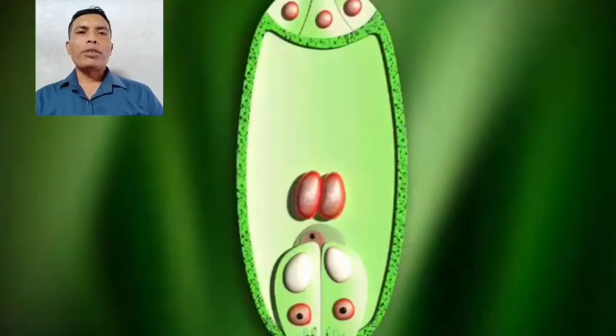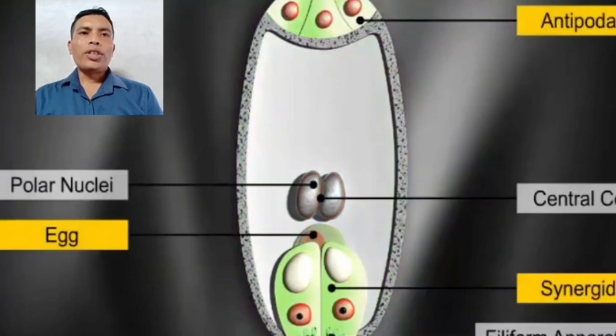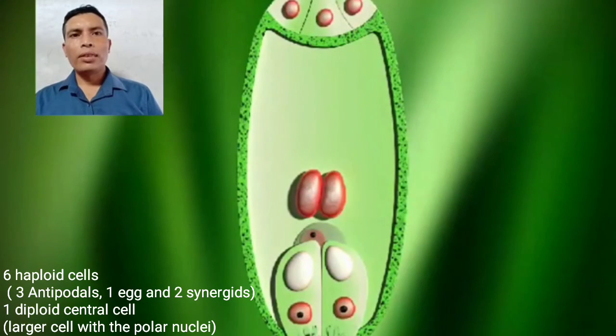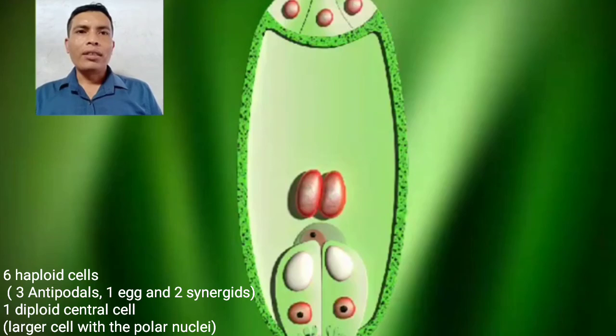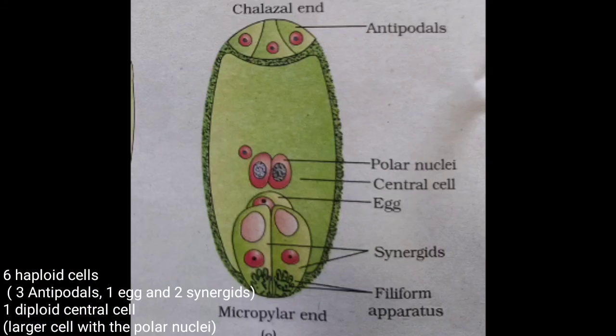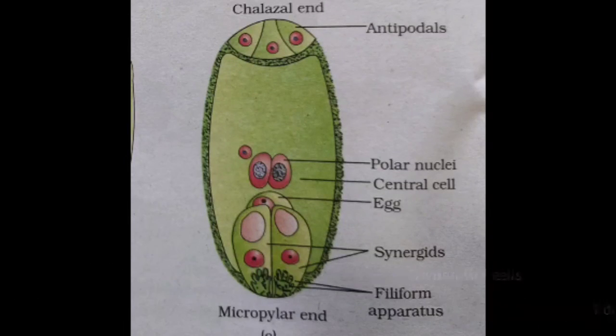A mature embryo sac has 6 haploid cells and 1 diploid cell. The 6 haploid cells are 3 antipodal cells, 1 egg, 2 synergids. The diploid cell is the central cell. So a mature embryo sac has 7 cells and 8 nuclei.